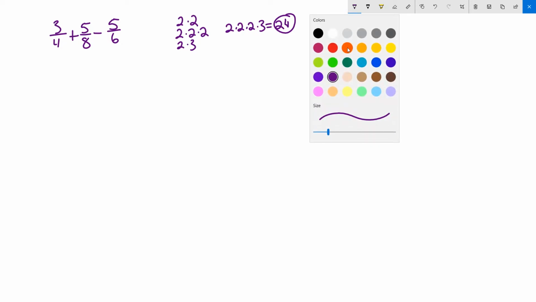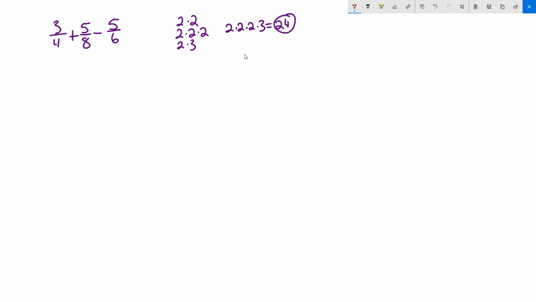So let's change colors here really quick. We'll go with an orange. If we do 3/4, we know that we need to get this to equal 24 down here. Well, 4 times what equals 24? Well, 4 times 6. So it's going to be 3 times 6 over 24. Then our next one, we have 5 over 8. 8 times what equals 24 is a 3. So 5 times 3 over 24. And then with this final one, 6 is on the bottom. 6 times what is 24? Well, that is 4. So 5 times 4 over 24.